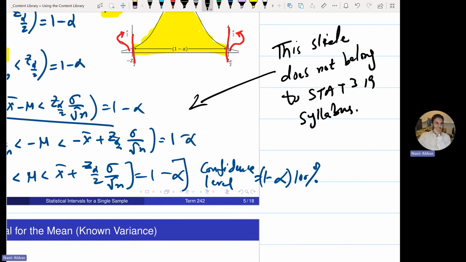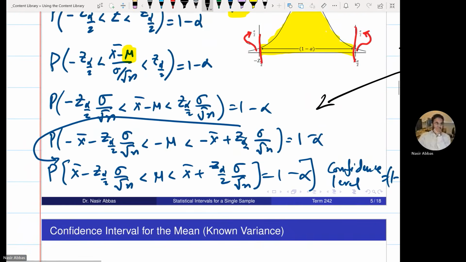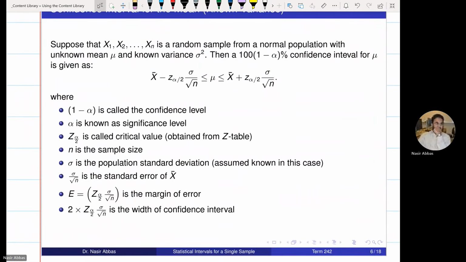What's in your syllabus is this slide. This formula is given to you in the formula sheet. How it comes, it was derived in the previous slide just for your interest.